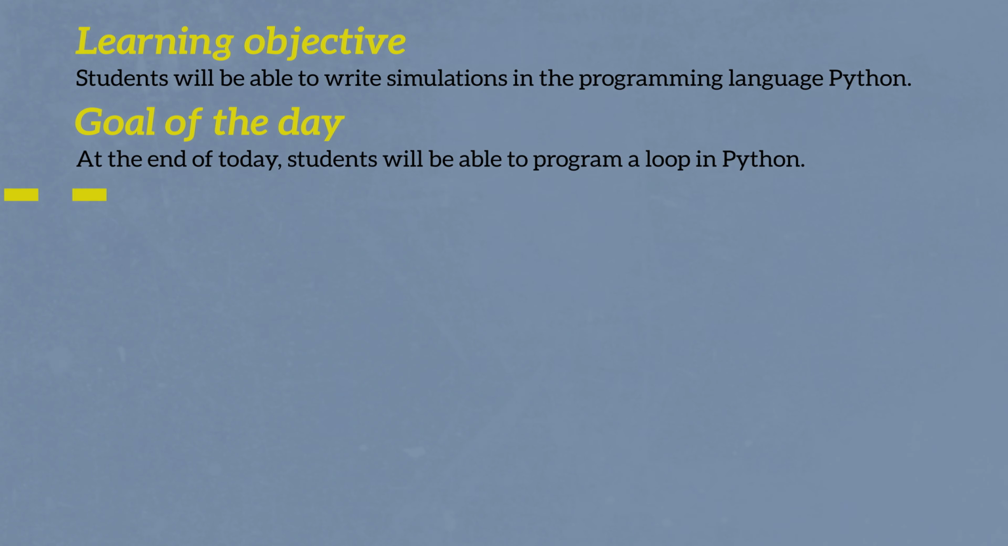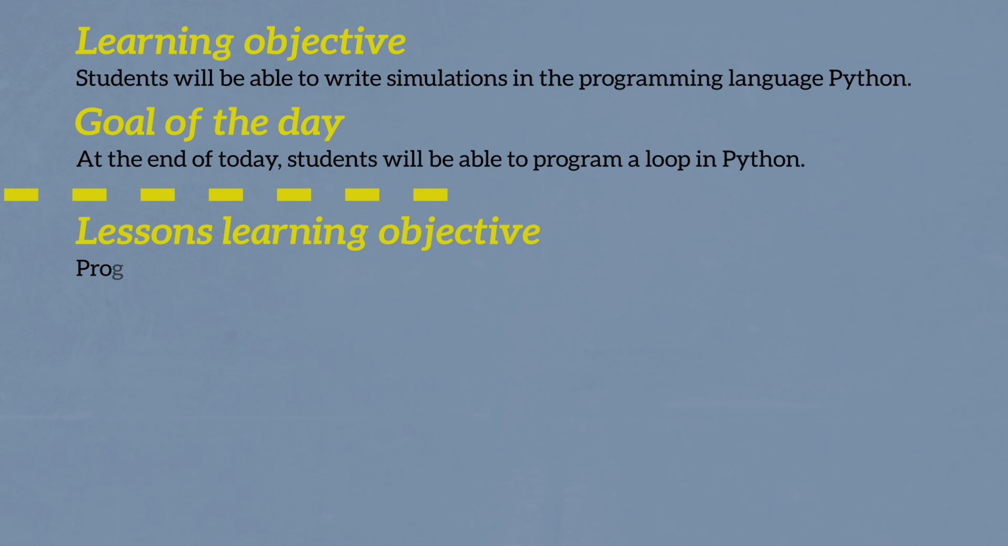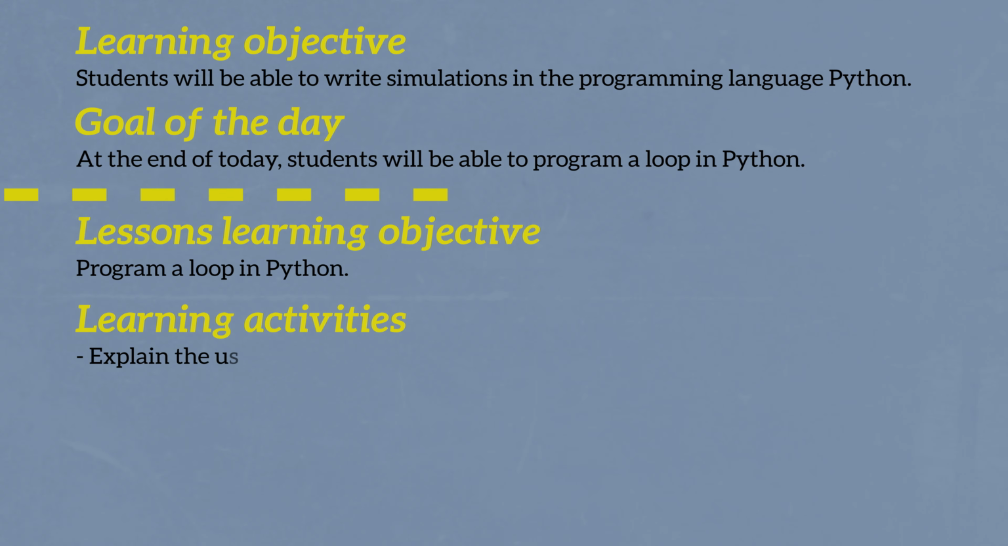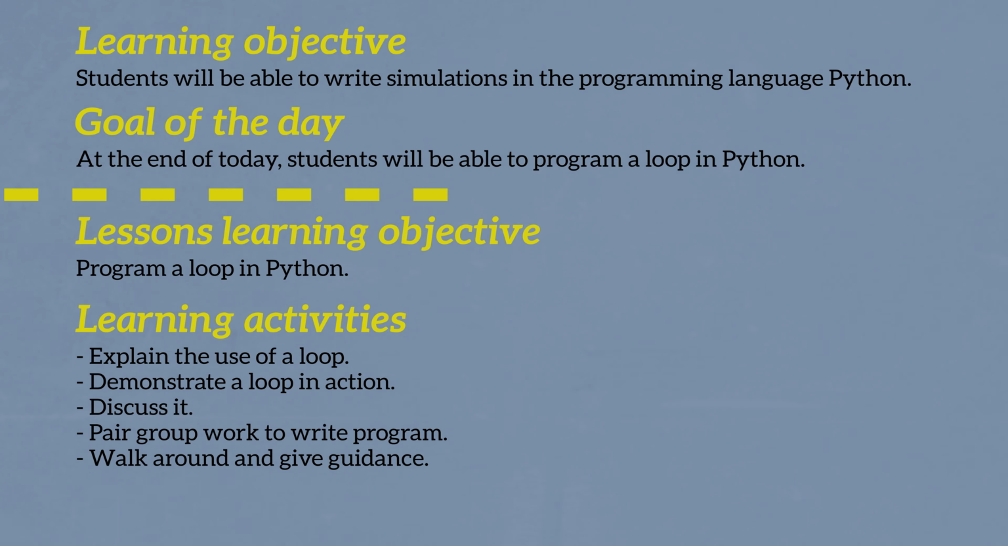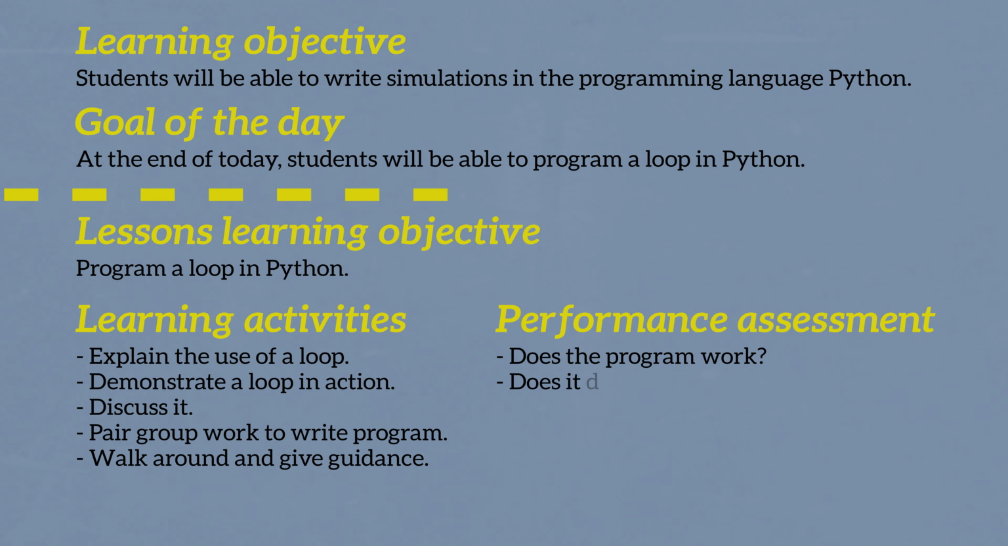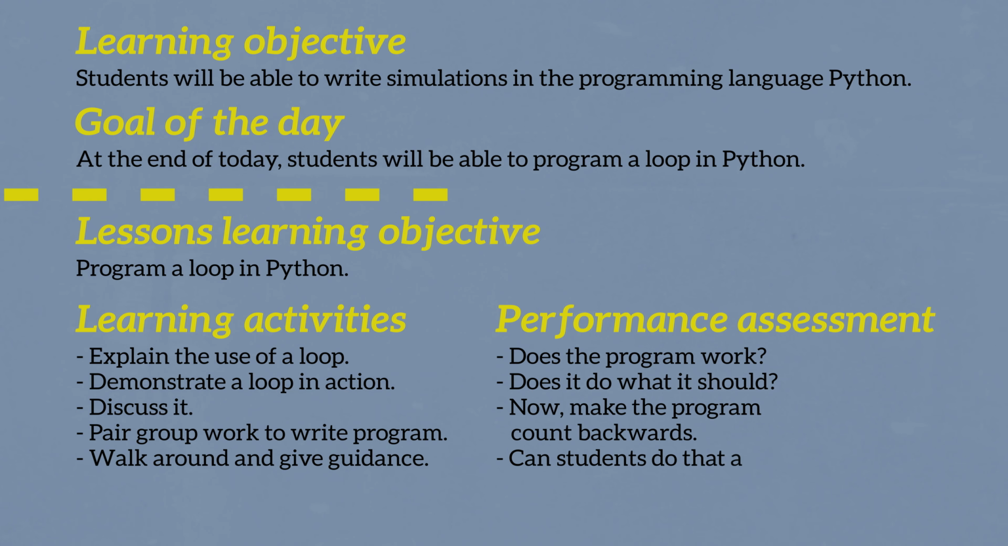Now that you know your day's goal, you can plan your lesson. The lesson's learning objective: program a loop in Python, because that's what you need to program simulations. Learning activities: explain the use of a loop. Demonstrate a loop in action. Discuss it. Get students in pairs to write a little program that counts to 100 in steps of 2. Walk around and give them guidance, etc. Assessment: does the program work? Does it do what it should? Now, make the program count backwards. Can students do that alone?